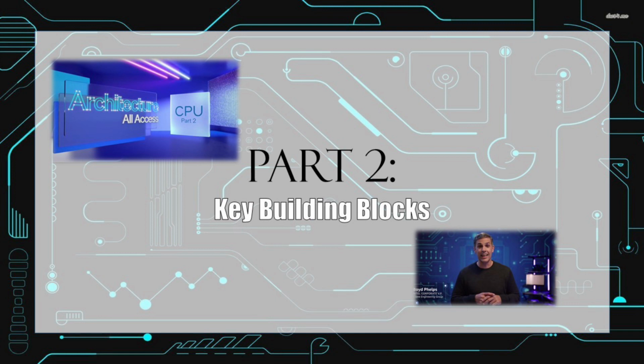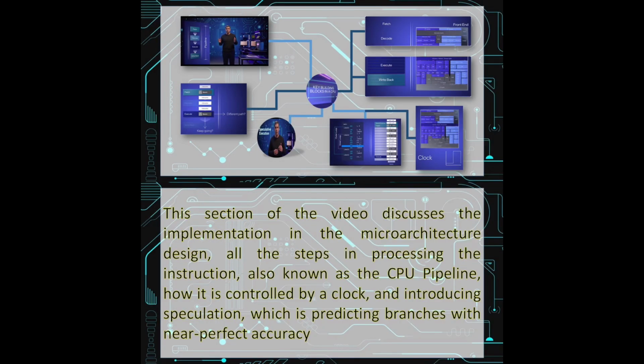For part 2, we discuss the key building blocks of microarchitecture. Let us begin. This section of the video discusses the implementation in the microarchitecture design, all the steps in processing the instruction, also known as the CPU pipeline, how it is controlled by a clock, and introducing speculation, which is predicting branches with near perfect accuracy.